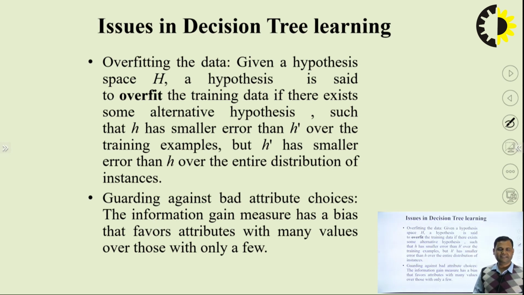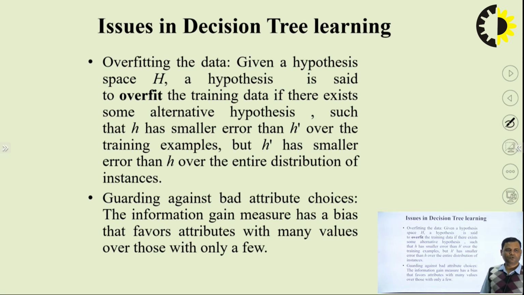So this is the basic condition for overfitting the data. Hypothesis small h has the smaller error than H dash over the training examples, but the second hypothesis H dash has the smaller error than h over the entire distribution of instances. That means over the overall data H dash has the smaller error, while on the training data h has the smaller error. That's why it is called overfitting.